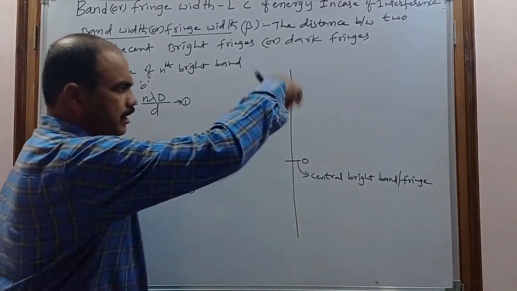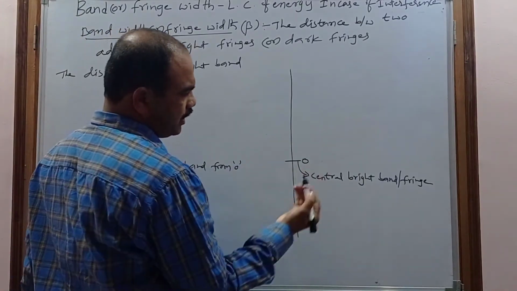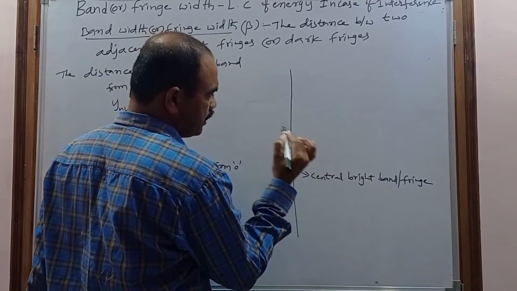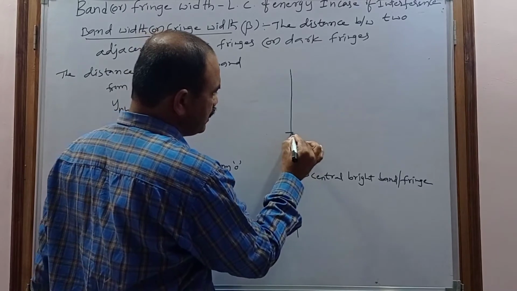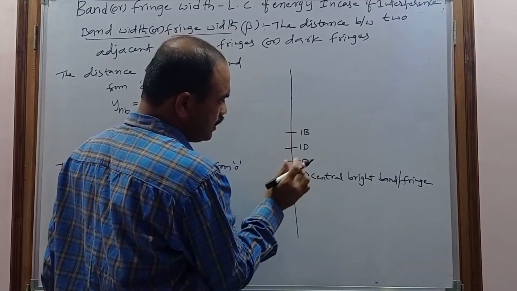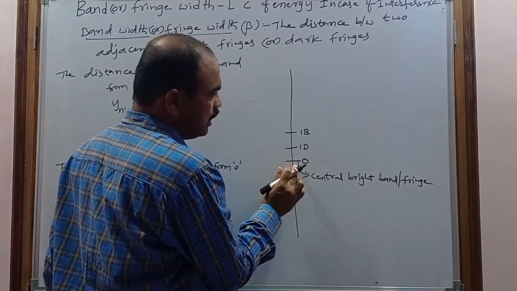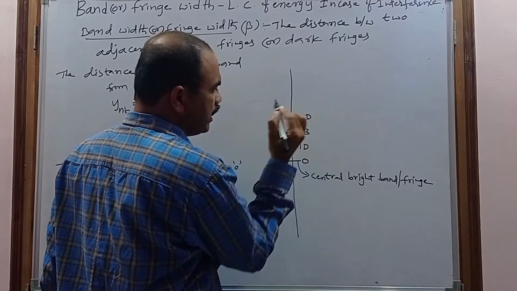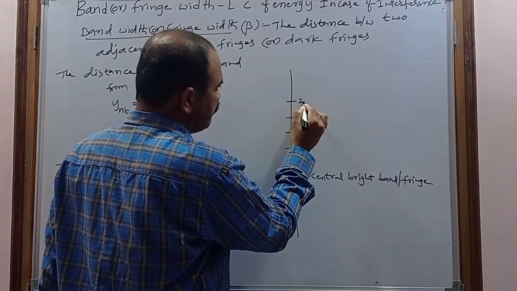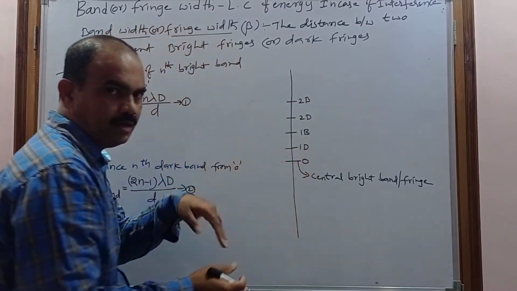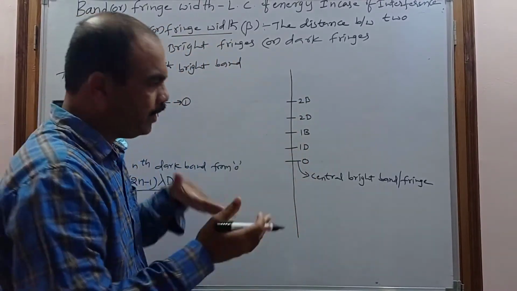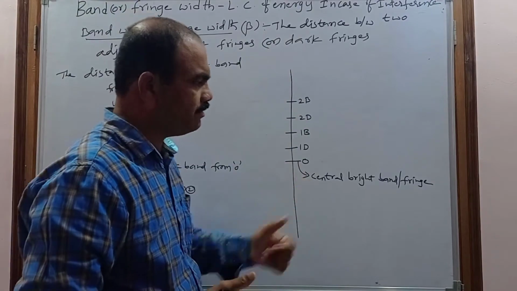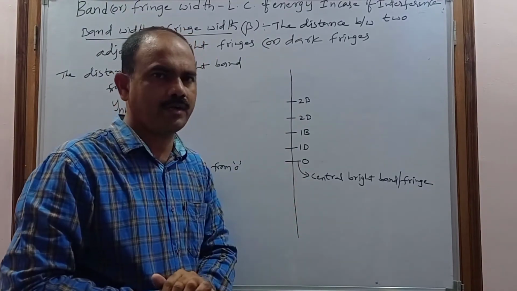Now coming to the screen. This is the center of the screen. In the upper part, let us consider this is the position of the first dark band, and after that this is the position of the first bright band. This is the central or zero bright band. After that, first dark band, first bright band. Next, this is the second dark band formed here, and this is the position of the second bright band. In interference, dark and bright bands are formed alternately. Because the center band is bright, it is called the central bright band. All the band distances can be measured from the center of the screen or central bright band.